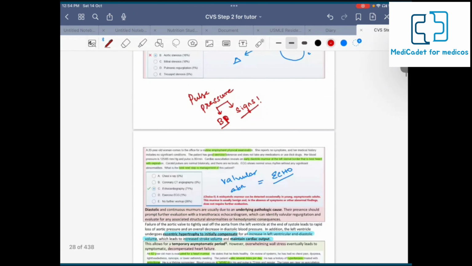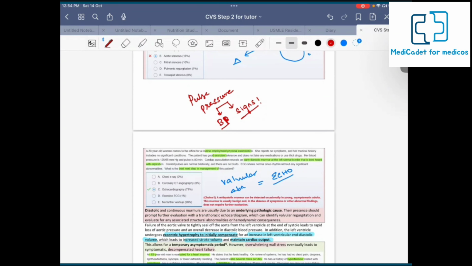One more concept, the most important concept when it comes to aortic regurgitation, is the pulse pressure. So what happens? This is the aorta, this is the left ventricle. You have the blood which is going in, causing the systolic blood pressure. Systolic blood pressure is mostly dependent on the cardiac output, right? And diastolic blood pressure, I think we mentioned it in the previous class as well, will mostly depend on the systemic vascular resistance.